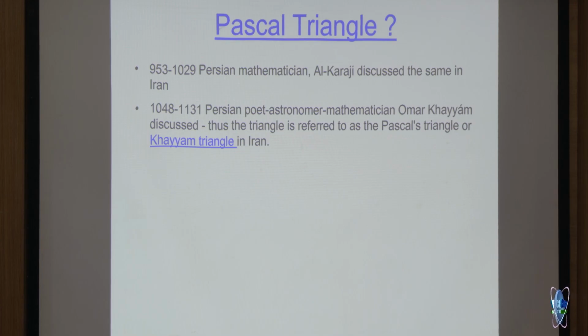So Omar Khayyam's poetry. Okay. So it is in Iran. This is actually known as the Khayyam triangle. The Chinese mathematician Jia Xian, I don't know how to pronounce it, around 1010 to 1070, he worked on this, he proposed this.